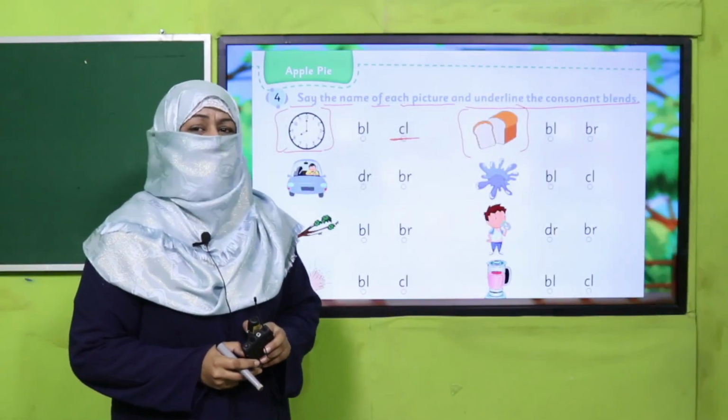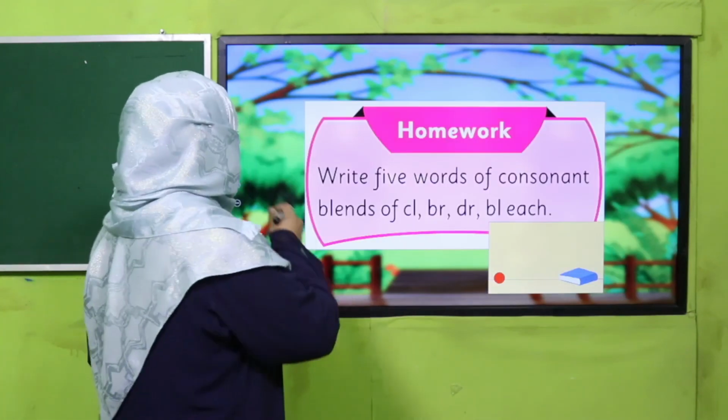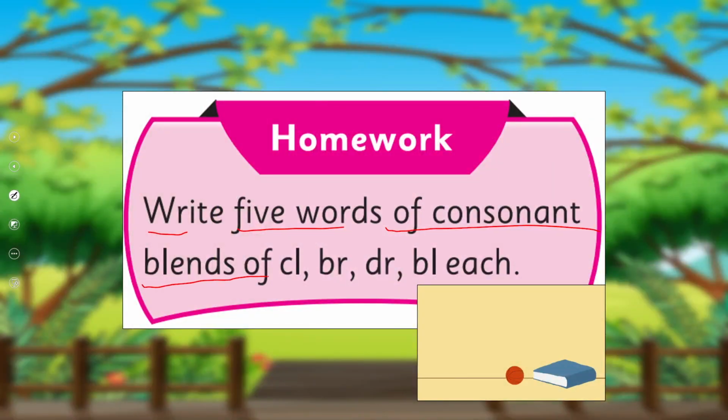Yes, my dear students, are you done with it? Good, you are smart. Now it's time for your homework. You will write 5 words for each of these consonant blends. So with each blend, you will make 5 words and learn how to say them properly.